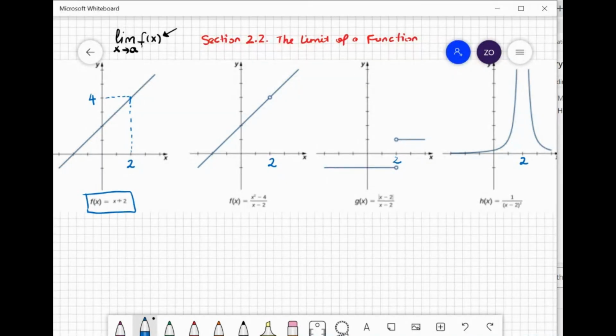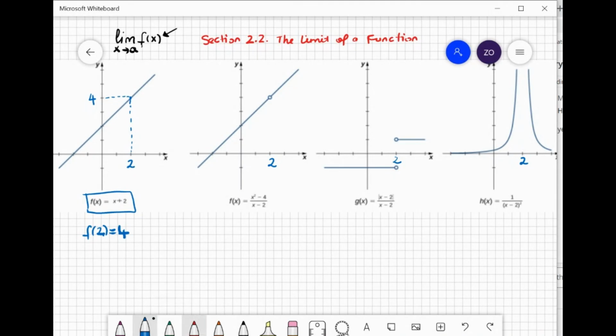Thank you, Megan. So at 2, we can say that f of 2 equals 4, right? So we can check the graph. My writing pad is not working properly. I hope it's going to get better. Okay, so at 2, the function value is 4.